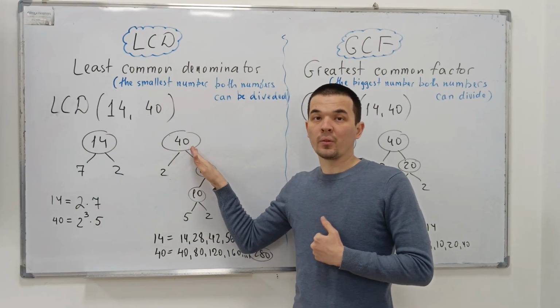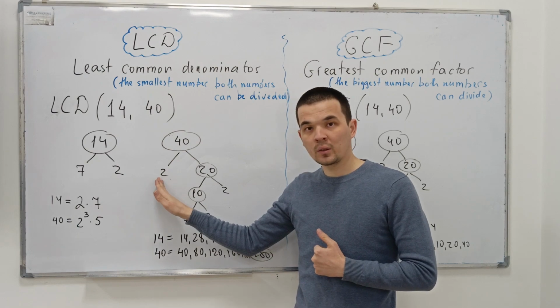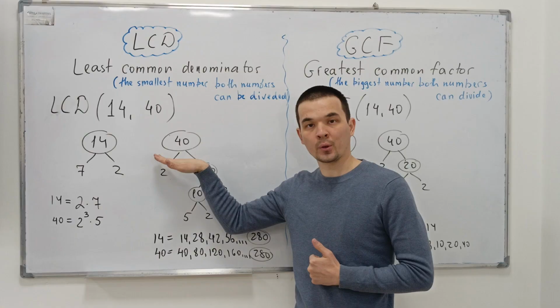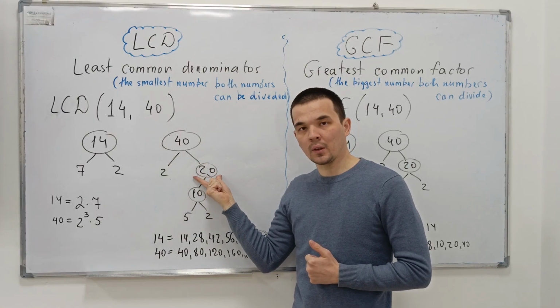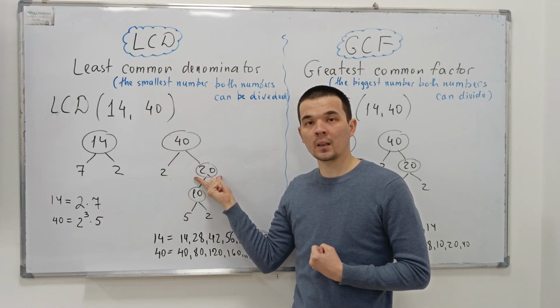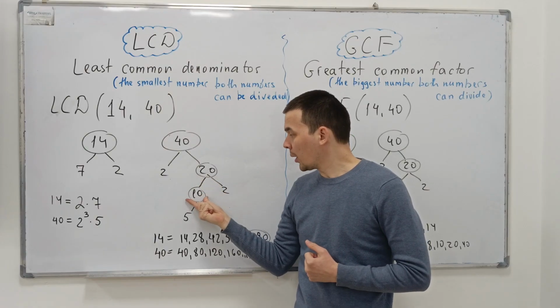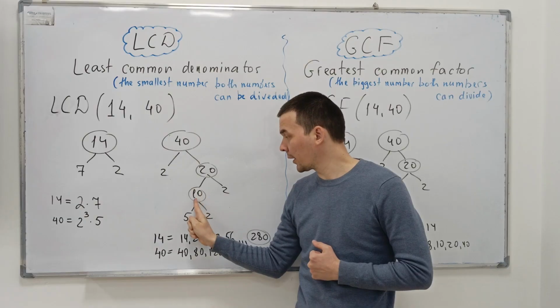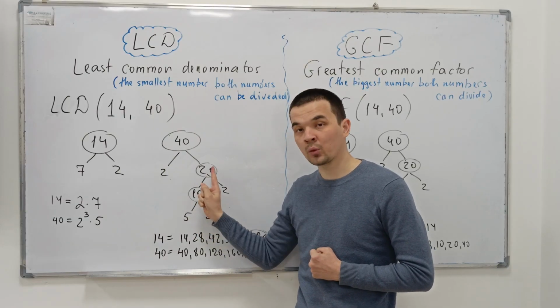If you move on to the number 40, 40 can be divided into 2 and 20. If you multiply 2 and 20, your result is 40. However, 20 is not a prime number. It has divisors, so 10 and 2 are factors of 20. If you multiply 10 and 2, your answer is 20.